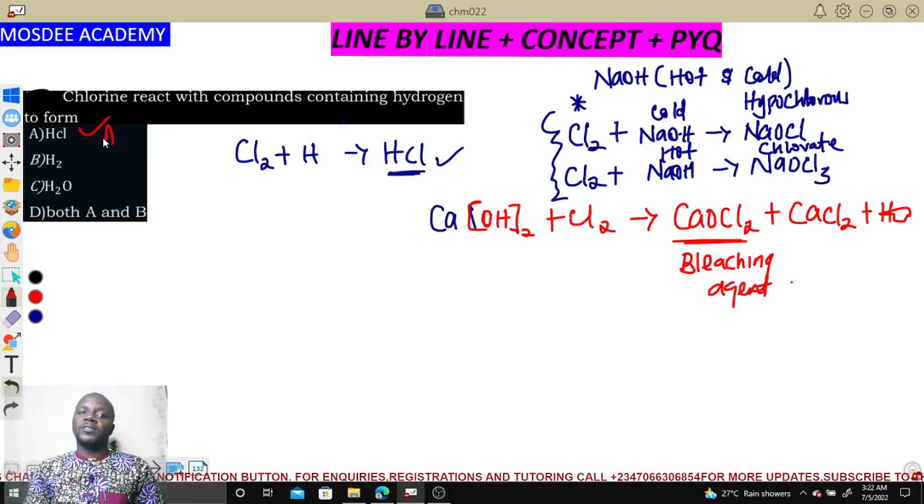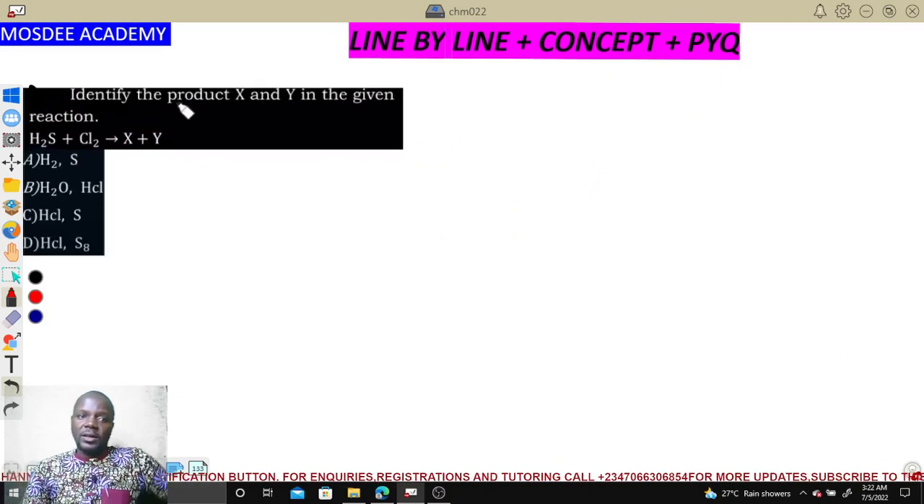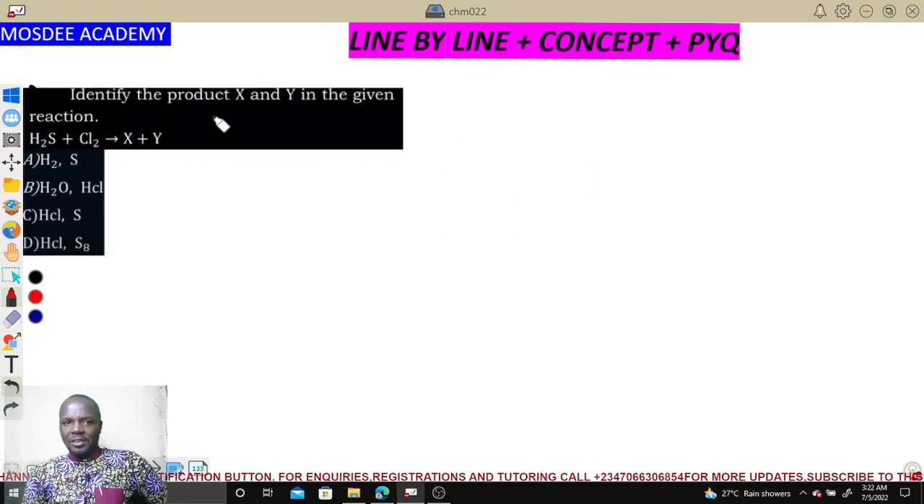So the answer to this one is this. We can move on to the next one. Hopefully we are almost through, and that is why I'm giving you some other things. The next one is: identify the product of X and Y in the reaction. Hydrogen sulfide combined with chlorine.